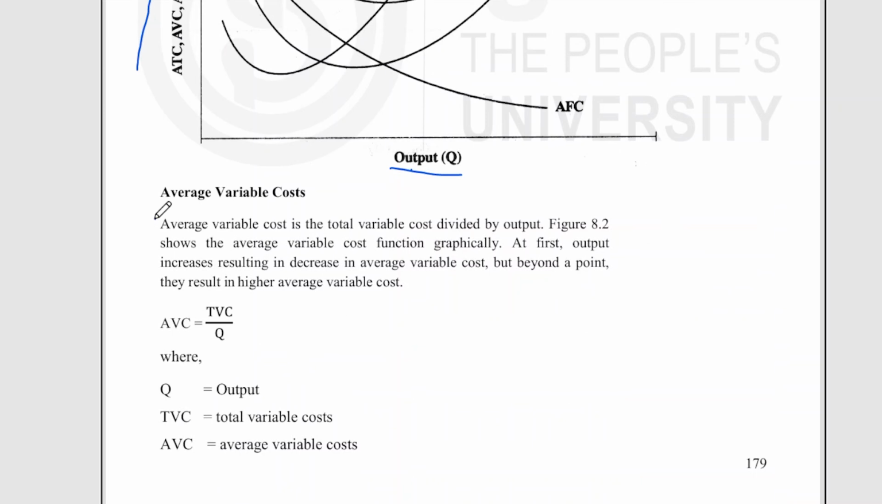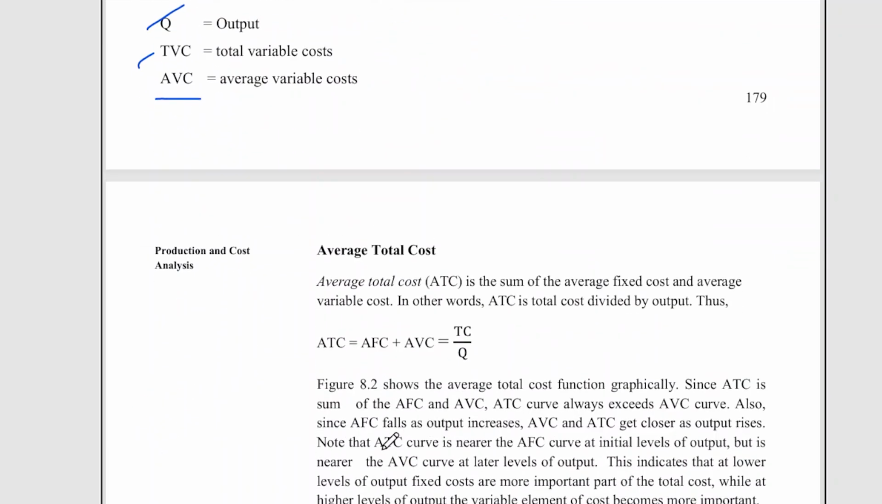Average variable cost is the total variable cost divided by output. Figure 8.2 shows the average variable cost function graphically. At first, an increase in output results in a decrease in average variable cost, but beyond a point, it results in higher average variable cost. AVC is equal to TVC divided by Q, where Q is output, TVC is total variable cost, and AVC is average variable cost.